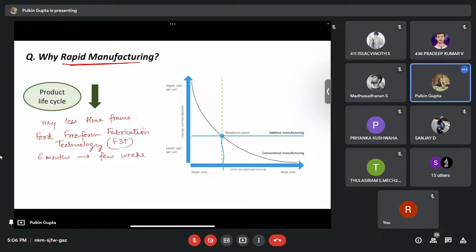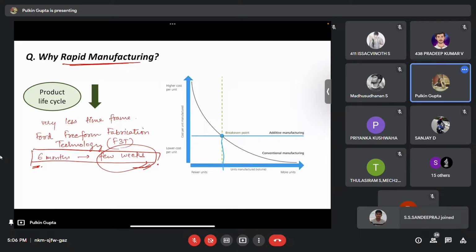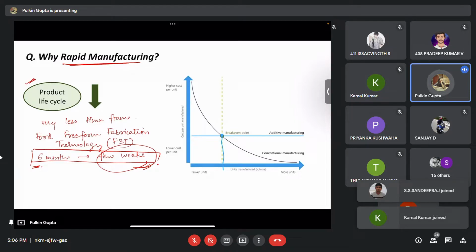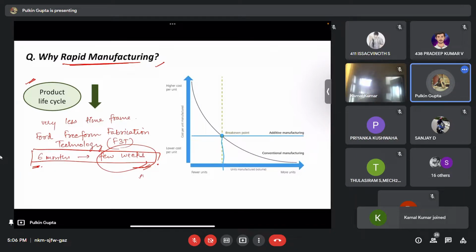So, what does this mean now? This means that they can have more advanced or modified products with every few weeks. This would mean that the existing product will go out of market very soon. Earlier, it was going out of market in 6 months, but now it would go out in somewhat a few weeks. So product life cycle has decreased. So that is why we require rapid manufacturing so that these timelines could be met easily.